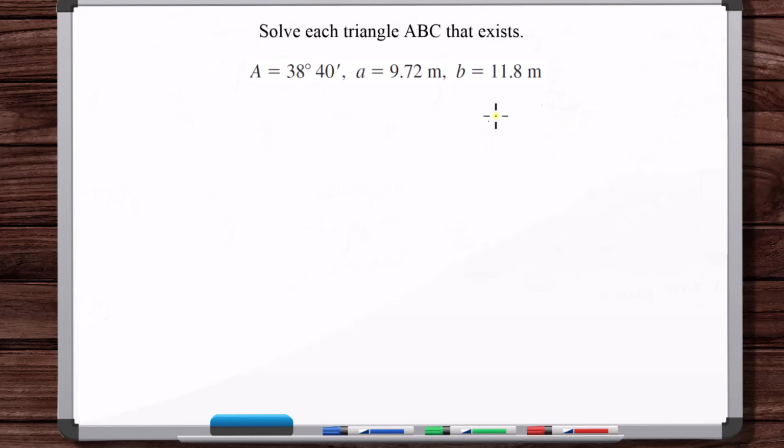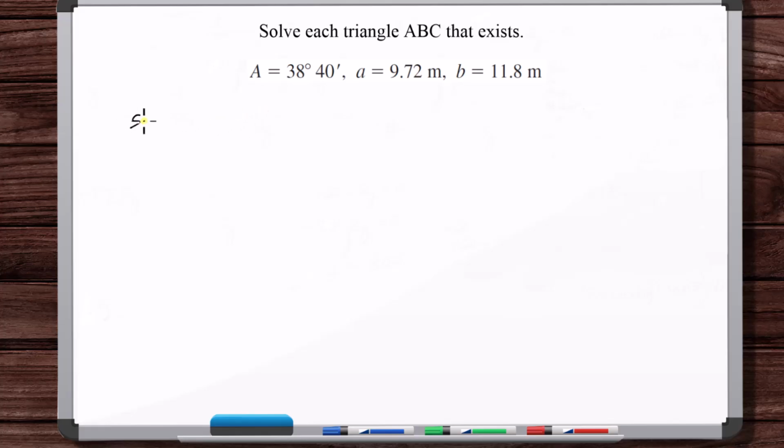Instead of drawing the diagram first and kind of guessing what we have, we can now go straight to the law of sines and see, for those three cases, we're going to get a sine that's greater than 1, a sine that's equal to 1, or a sine that's less than 1 and greater than 0. So, okay. Now, let's see.